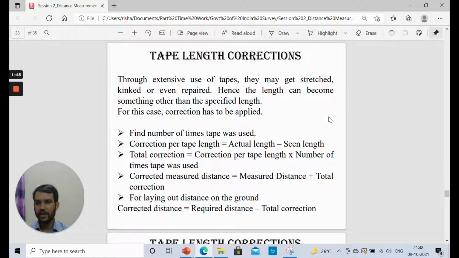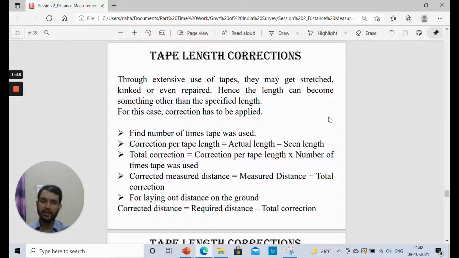Now the correction per tape length has to be multiplied by the total number of times that tape has been used. If that tape has been used 5.5 times, then we will have to apply this correction 5.5 times. Now we know the total correction, and we only need to know whether it needs to be added or subtracted. The total correction will have to be added to the measured distance, and whether the correction is positive or negative depends on the difference of actual length minus seen length. I will show you this with the help of a numerical example also.